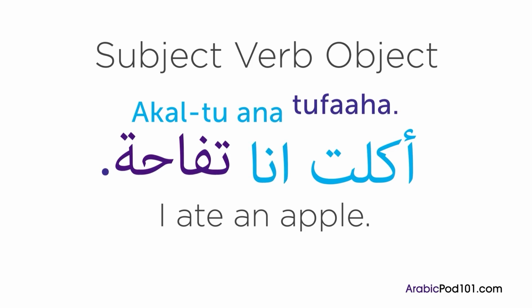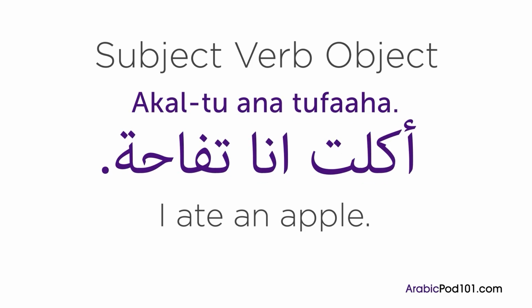أكلت أنا تفاحة. If we break down the Arabic sentence, we get the verb أكلت, which means ate, followed by the subject أنا, meaning I. And finally, we have the object تفاحة, meaning apple. Arabic is actually written in red from right to left. We will cover this aspect more in the next episode on writing.